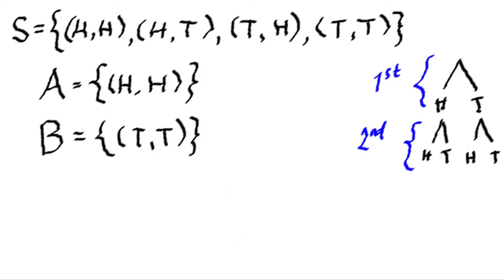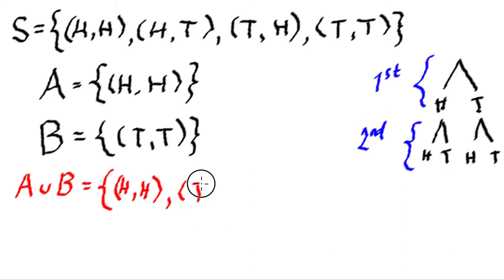Now, we are tasked to find the union, intersection, determine if they are mutually exclusive, and find the complement of A. So first, we need to get the union of A and B. So we write that as A union B. So how do we answer that? We just simply copy all the values from A and B without repeating if there are some repetitions. So the answer is simply HH and TT. Okay, so that's our answer for the union.